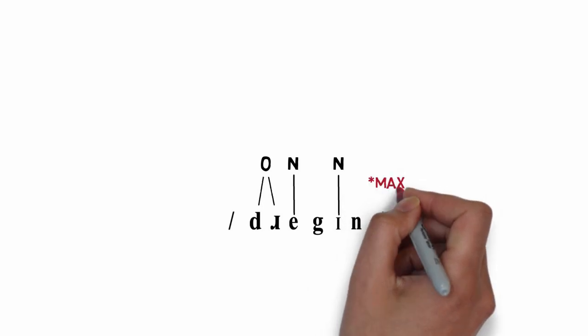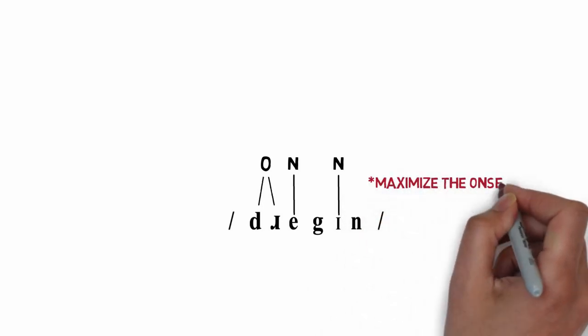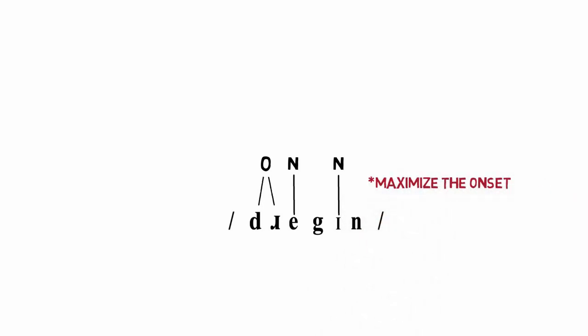Unlike our last example, this is what we call a complex onset, which just means that it has more than one sound. The next question is, what do we do with the g? Is it the onset of the second syllable or the coda of the first? In general, phonology follows a principle of maximizing the onset. This means that we want to put as many sounds as we can into the onset of a syllable.